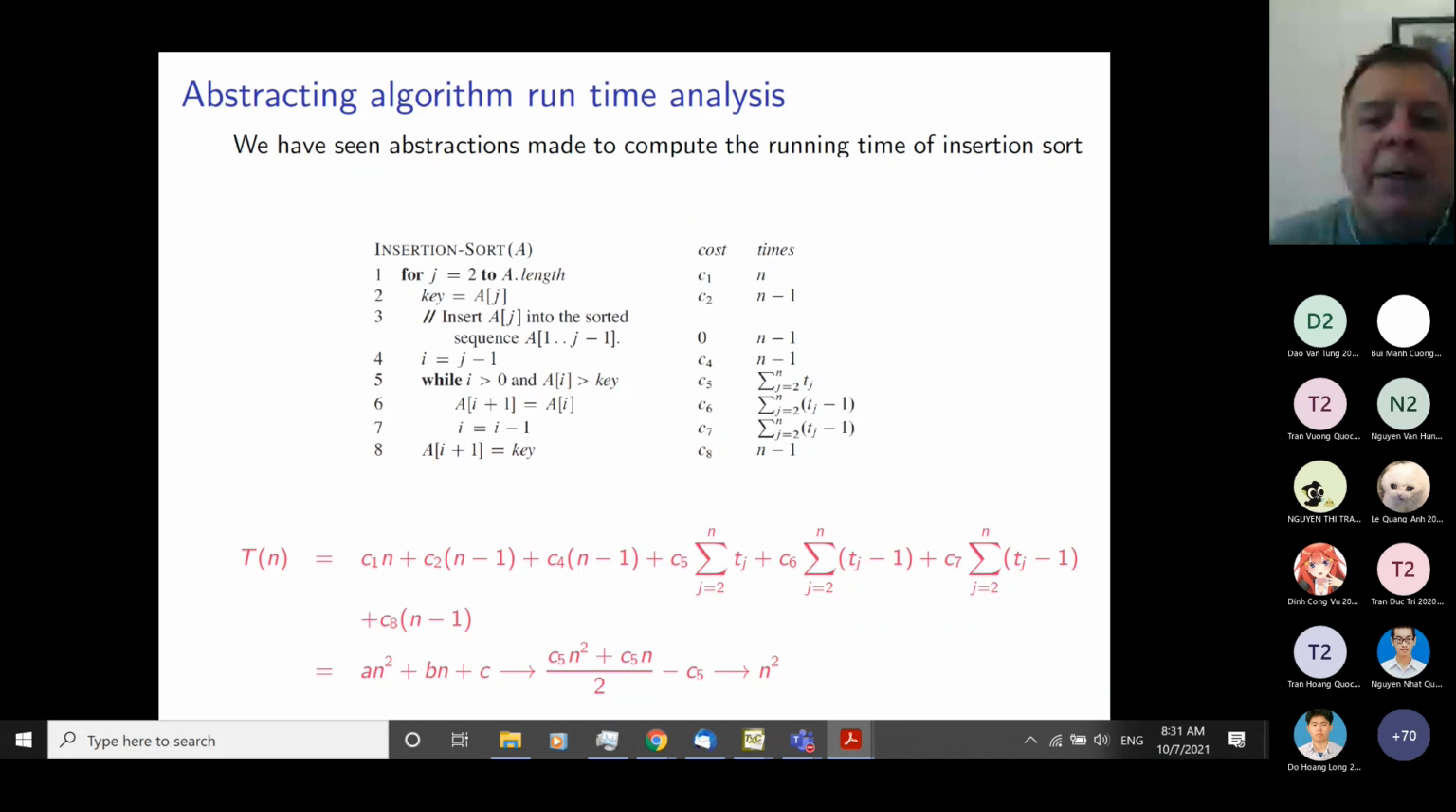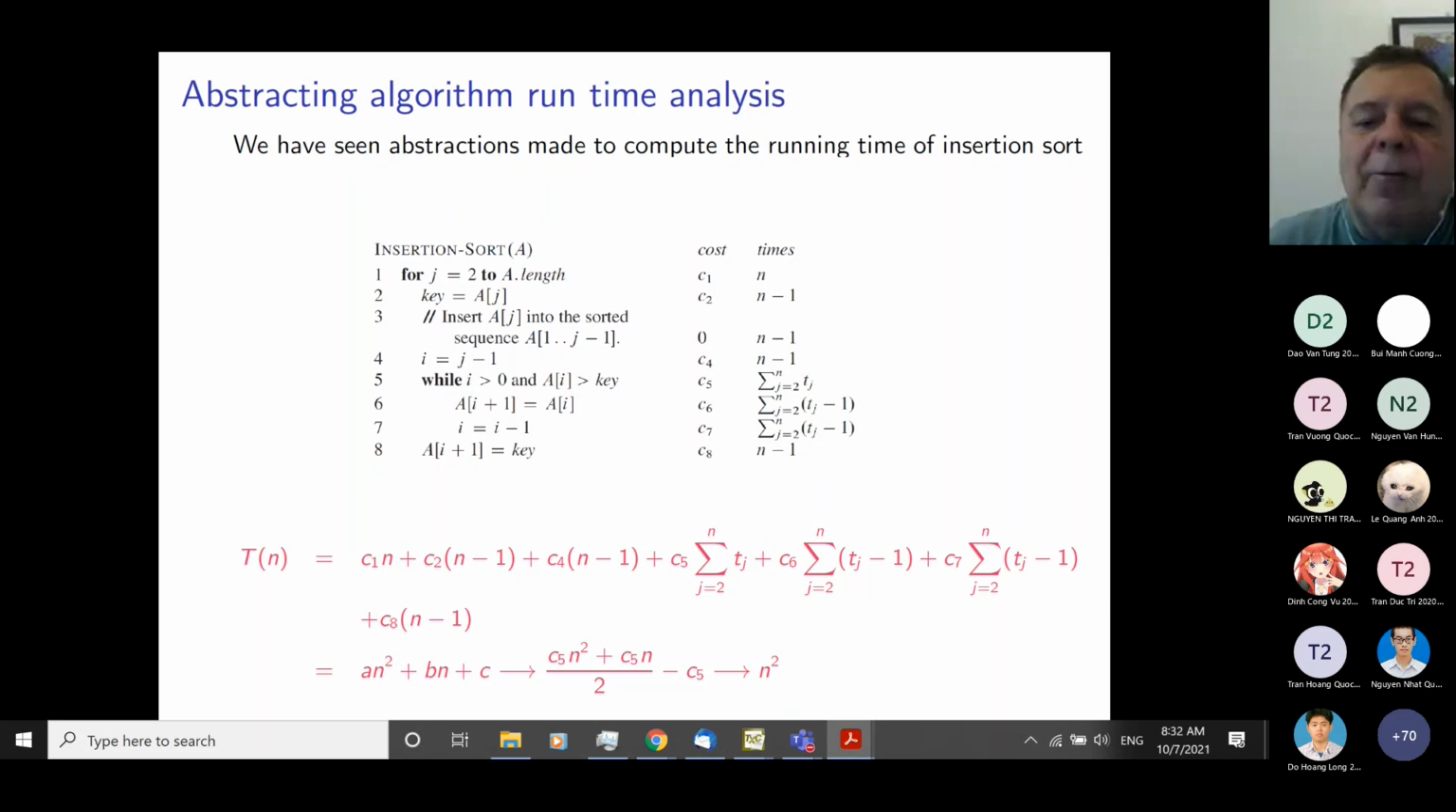So we came up with the idea that this while loop here, the testing of the condition in the while loop, so we test whether i is greater than 0 and whether A[i] is greater than the key. This basic operation is the one that is going to be executed the most often, at least one more time than the instructions inside the loop. So we decided that we are going to count only one instruction, the one that is executed the most often. So we count how many times this instruction is executed.